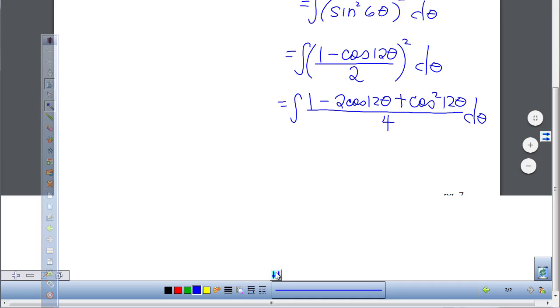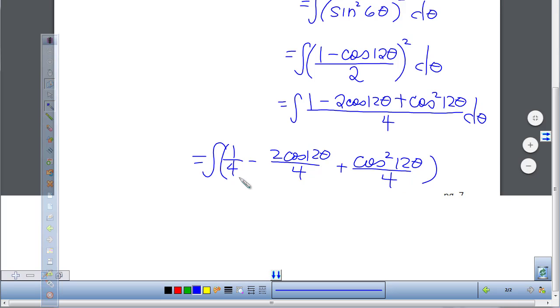Some things you may or may not try today. Okay, distribute it, right? Because it could go to each of these things. So we're going to say equals the integral of 1/4 minus 2 cosine 12 theta over 4 plus cosine squared of 12 theta over 4 d theta. Okay, so we distributed the 4 to each term in our numerator.